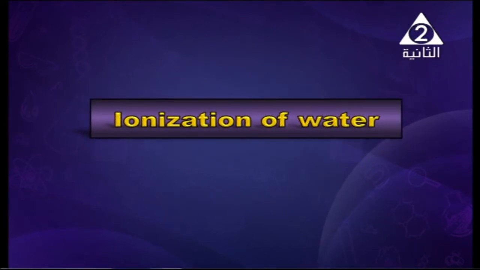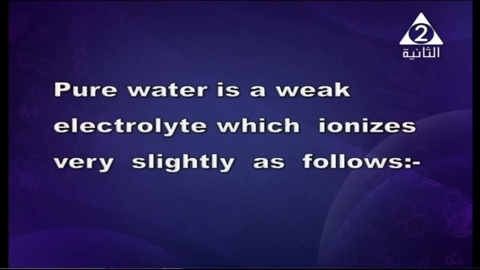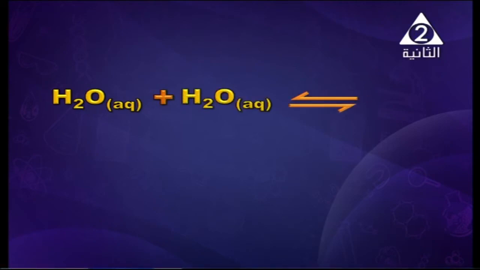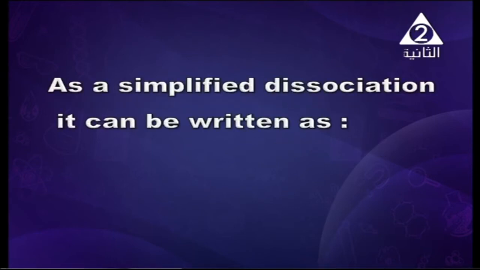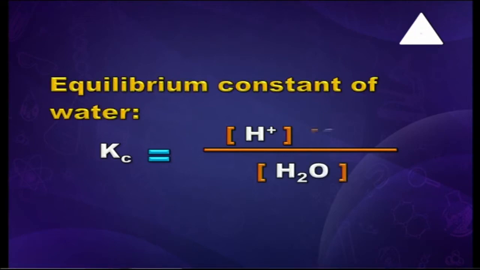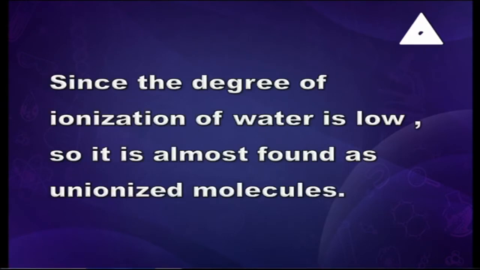Now we are going to discuss the ionization of water. Pure water is a weak electrolyte which ionizes very slightly as follows. As shown on the screen, water plus water gives the hydronium ion and the hydroxide ion. As a simplified dissociation, it can be written as water gives hydrogen ion and hydroxide ion. Here Kc equals the hydrogen ion concentration times the concentration of hydroxide ion over the concentration of water. Since the degree of ionization of water is low, it is almost found as unionized molecules.